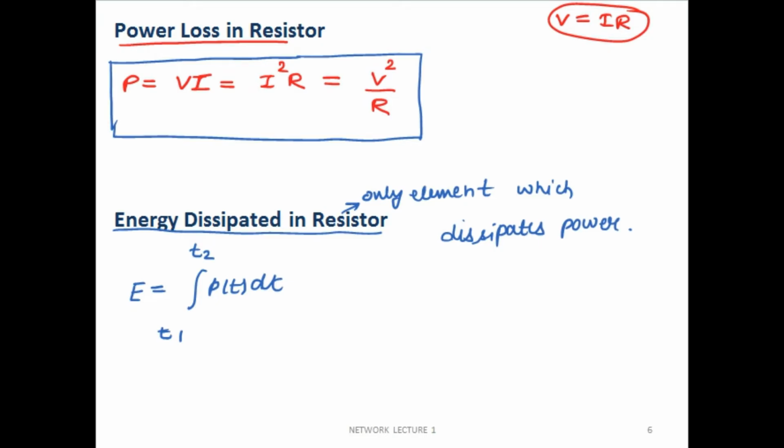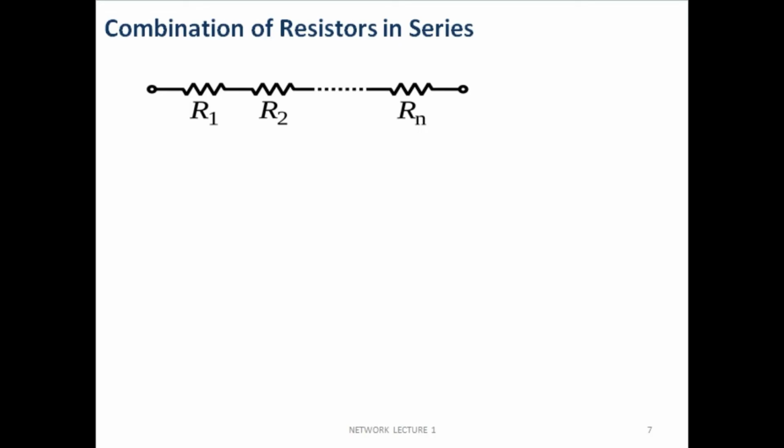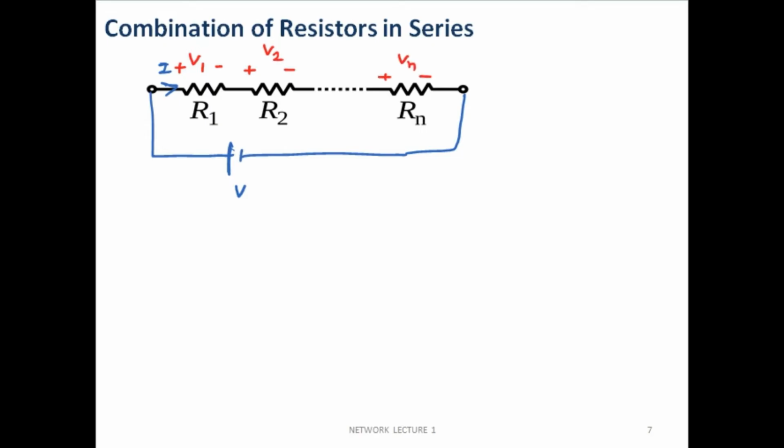Okay, now let us see the combinations of resistors in series. So if different resistors are connected in series, then what will be the value of R equivalent? We know that in series the current remains the same. Suppose current I is flowing and we connect a battery V across all these resistors. The voltage drop across resistor R1 is V1, across R2 is V2, and similarly across Rn is Vn. So the total voltage will be equal to the sum of voltage drops across all the resistances.